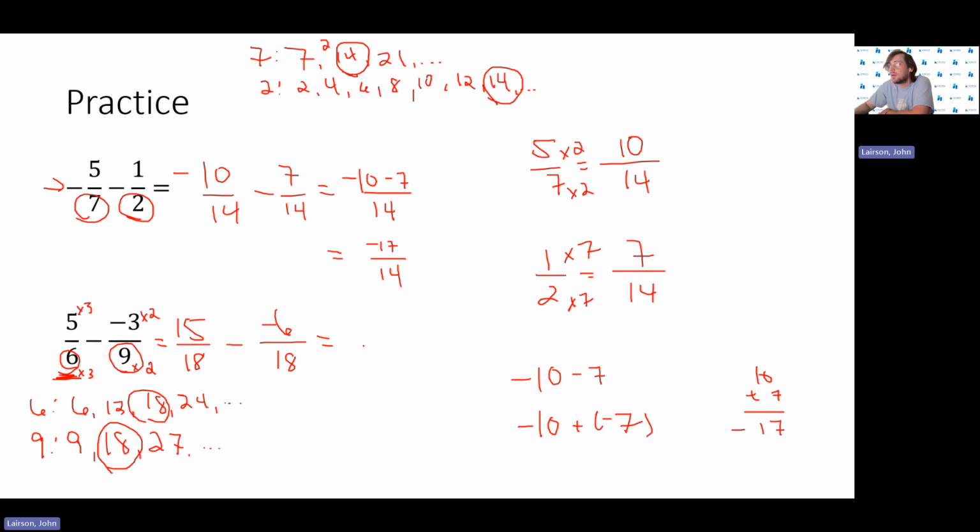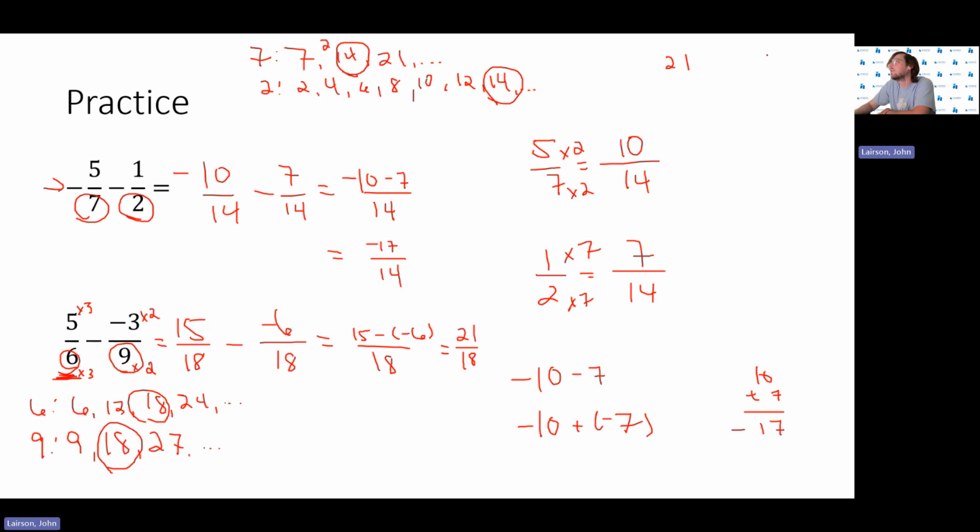So now they have the same bottom. It's going to be 18 on the bottom. And I'm going to do 15 minus negative 6. We can break it down again like I did here, but I'll go ahead and just give it to you. This is going to be 21 over 18. This one can be reduced. Let's go ahead and figure it out.